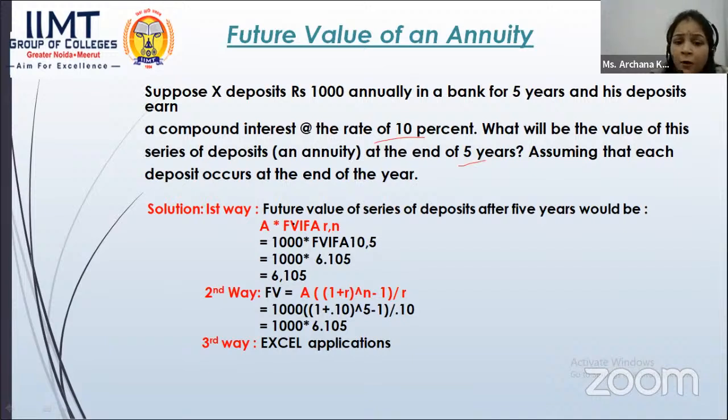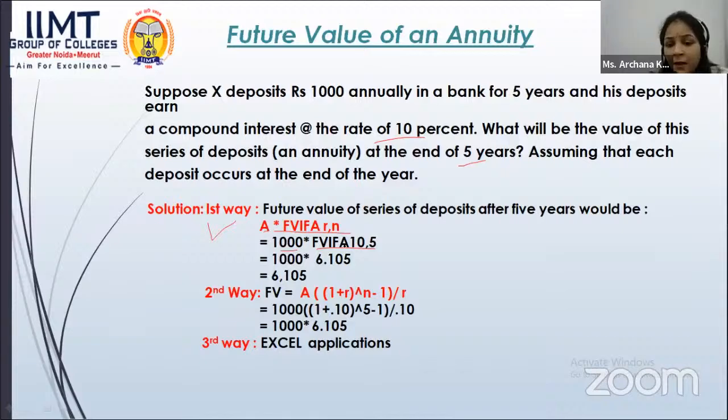So what are we going to do? Again, we have 3 ways. First way, we can use the table formula. So we can put A into FVIFA R comma N. Earlier we did FVIF. Now we will do FVIFA. Again, in Google, you have the tables available. Future value interest factor annuity. You simply have to multiply 1000 rupees by this figure you will get from the table.